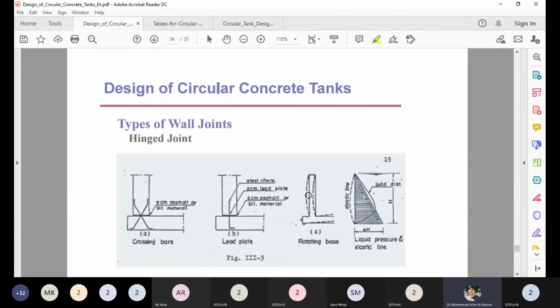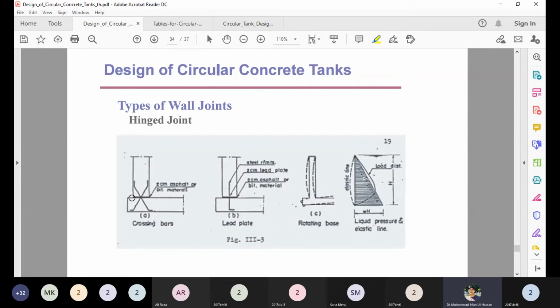Then comes the hinge joint, the third one. The hinge joint is the joint which is not taking the movement. Movement is zero, but slope is not zero. So bending is like that. But this will also develop some kind of more positive movement or tension on the outside of the tank.